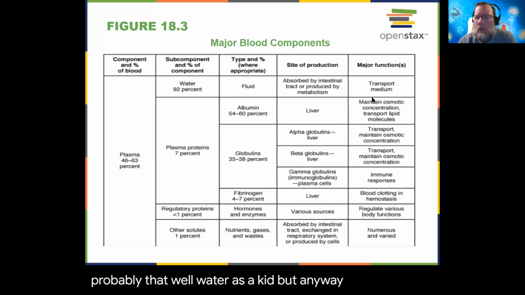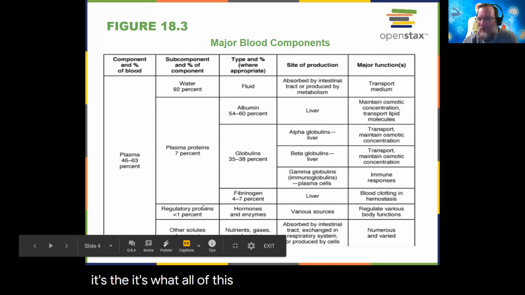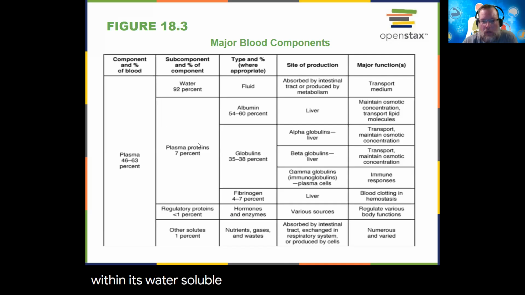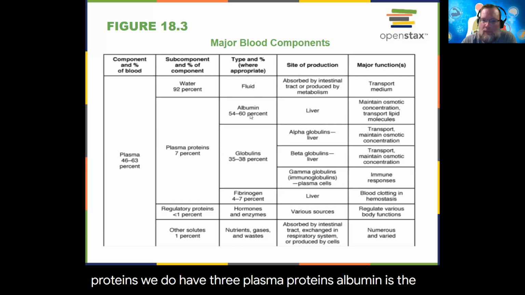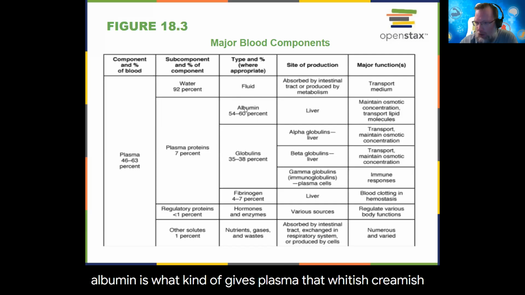But anyway, what do we need water for? It's a transport medium. In other words, it's what all of this other stuff is getting transported within. It's water soluble. All right, let's look at these plasma proteins. We do have three plasma proteins. Albumin is the first one. It's the most numerous of the plasma proteins. Albumin is what gives plasma that whitish, creamish look to it.